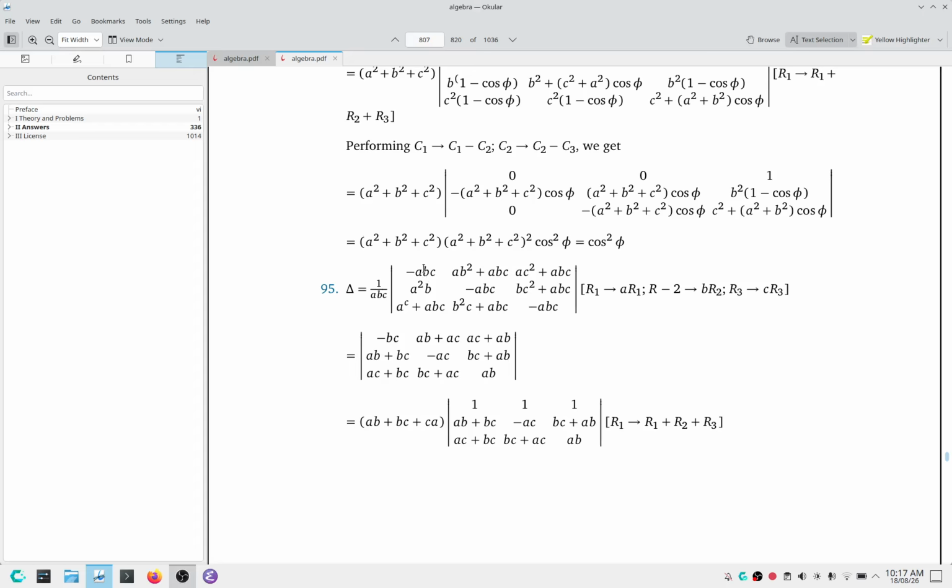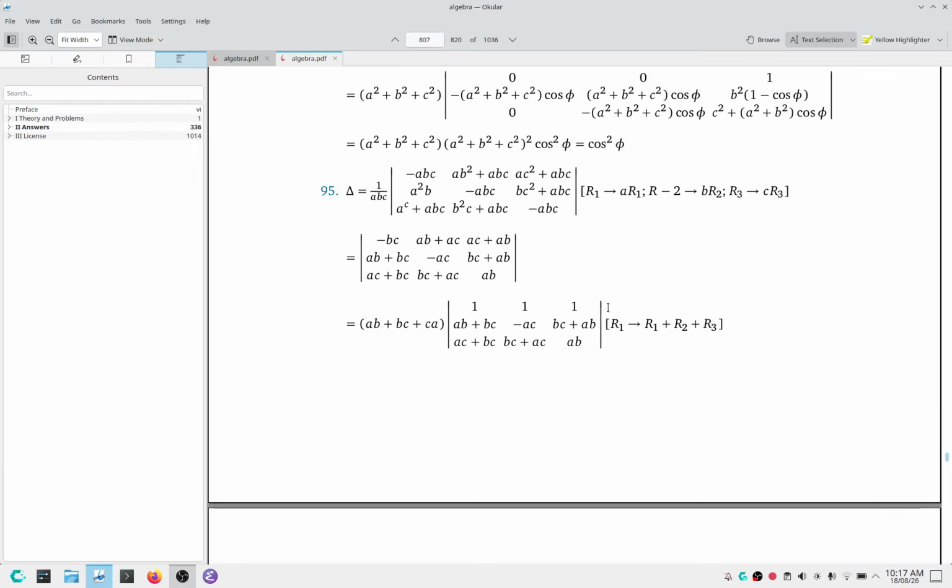So now we take abc common from the first column, second column, and third column respectively. So we'll be left with minus bc, ab plus ac, ac plus ab; ab plus bc, minus ac, bc plus ab; ac plus bc, bc plus ac, minus ab.